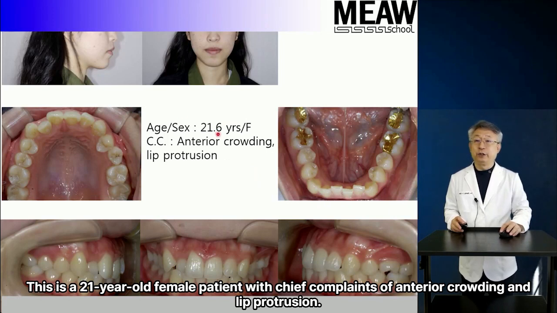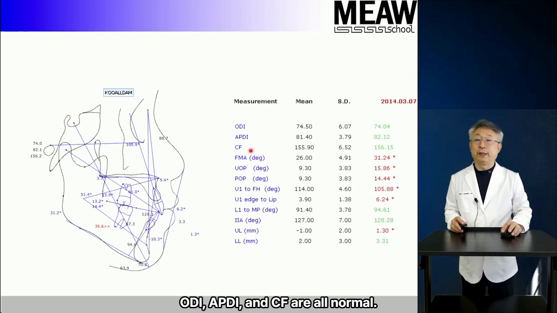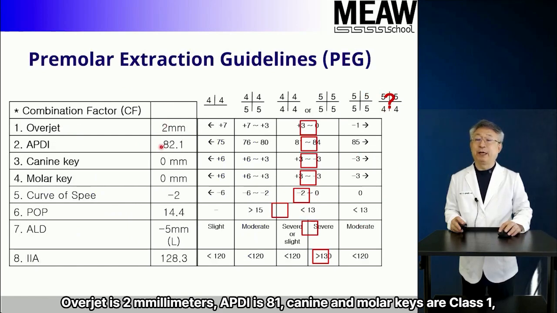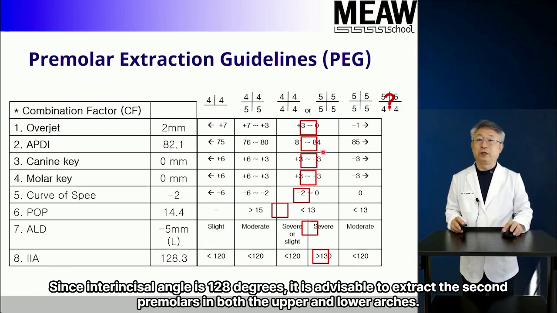This is a 21-year-old female patient with chief complaints of anterior crowding and lip protrusion. ODI, APDI, and CF are all normal. Overjet is 2 mm, APDI is 81, canine and molar keys are class 1. Curve of SPI is -2, POP is somewhat steep with 14 degrees, and interincisal angle is 128 degrees. Since interincisal angle is 128 degrees, it is advisable to extract the second premolars in both the upper and lower arches.